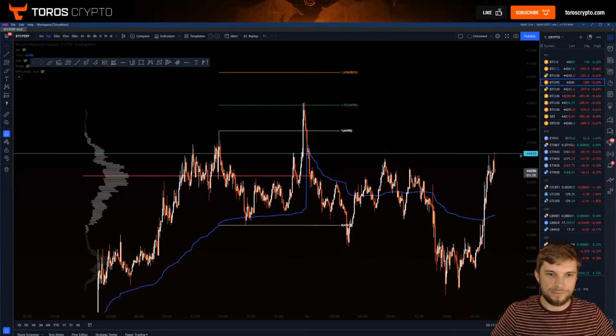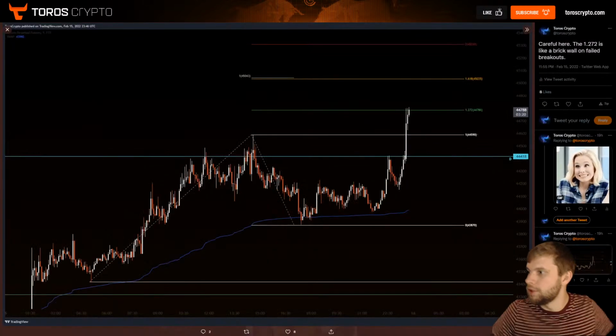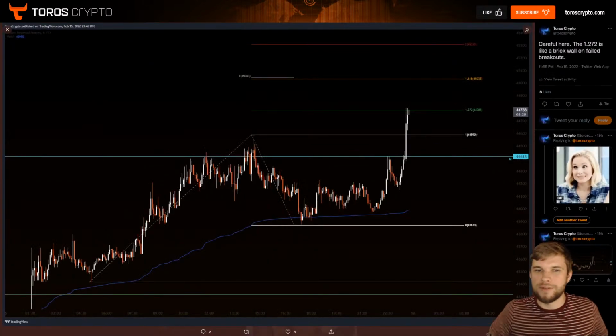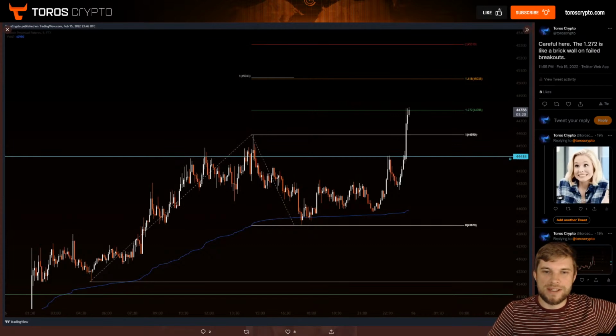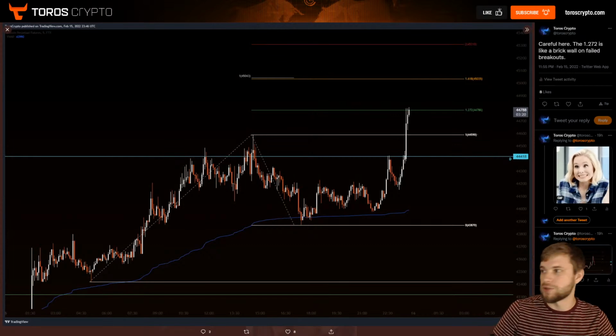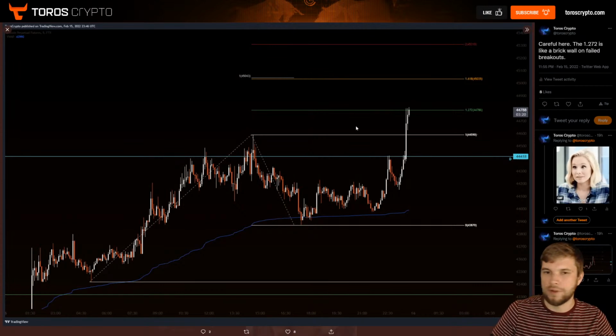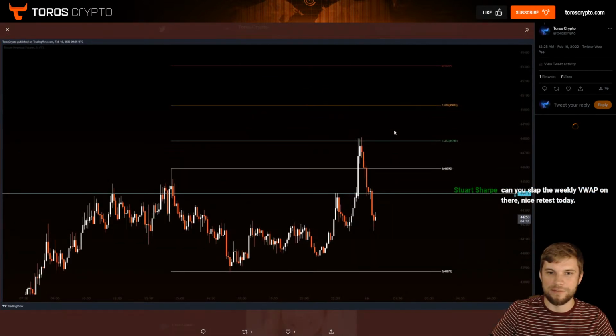So we're going to go through a few of the trades. There we go. So, this was the trade that I was looking at yesterday. This was the short I was taking. So we did see, we started to get some exhaustion up at the highs here, or at the 1.272. I was saying careful here, the 1.272 is like a brick wall on failed breakouts, and then what happened afterwards? And yeah, we find ourselves now back.